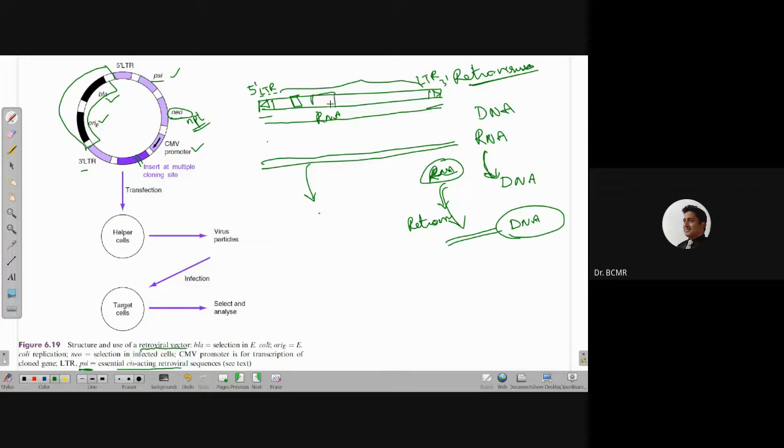We have the neomycin resistance gene. We have a CMV promoter, and this is where we are cloning the gene of interest. And so it will form a double-stranded DNA, and that could be used to get integrated into the genome. Okay, that is about retroviral vectors.